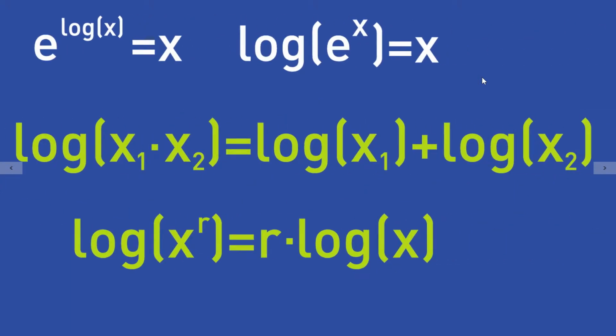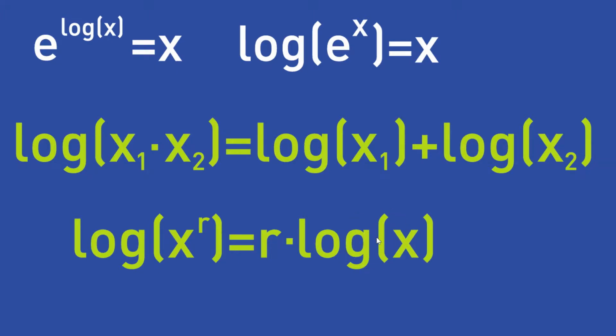E to the power of log x and the logarithm of the exponential function result in x again. The reason for this is that these two functions are inverse to each other. Especially these two rules are pretty nice. The logarithm of x1 times x2 is the logarithm of x1 plus the logarithm of x2, and the logarithm of x to the power of r is equal to r times the logarithm of x.